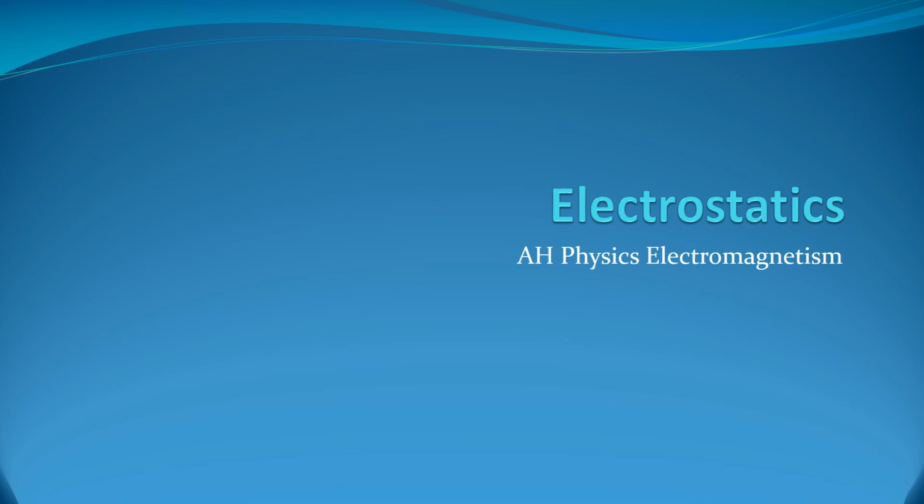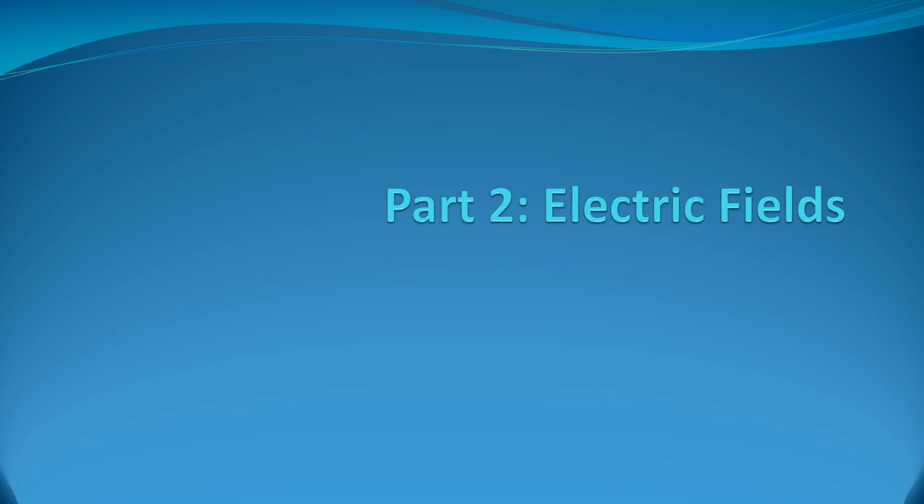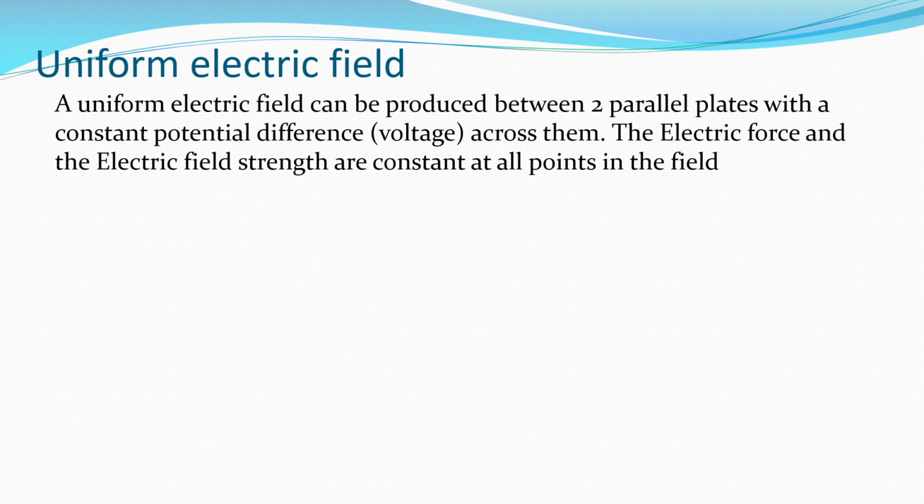Advanced Higher Physics, Electromagnetism, Electrostatics. Part 2, Electric Fields. Uniform electric fields. A uniform electric field can be produced between two parallel plates with a constant potential difference, that is, a voltage across them.